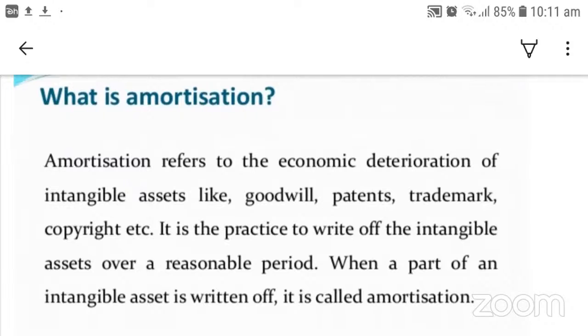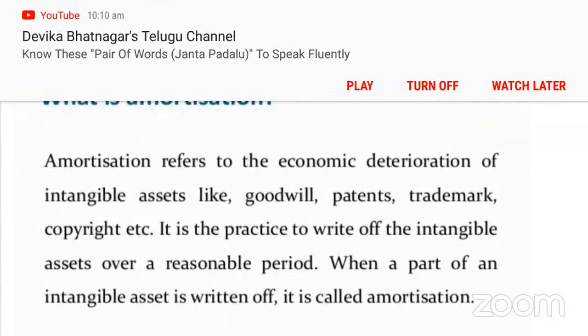Amortization. What is amortization? It refers to the economic deterioration of intangible assets and a continuous decrease in the value of intangible assets. Intangible assets are, for example, goodwill, patents, trademarks, copyrights. Goodwill is the name and fame of the company. These intangible assets also decrease in their value. It is a practice to write off the intangible assets over a reasonable period. When a part of an intangible asset is written off, it is called amortization.